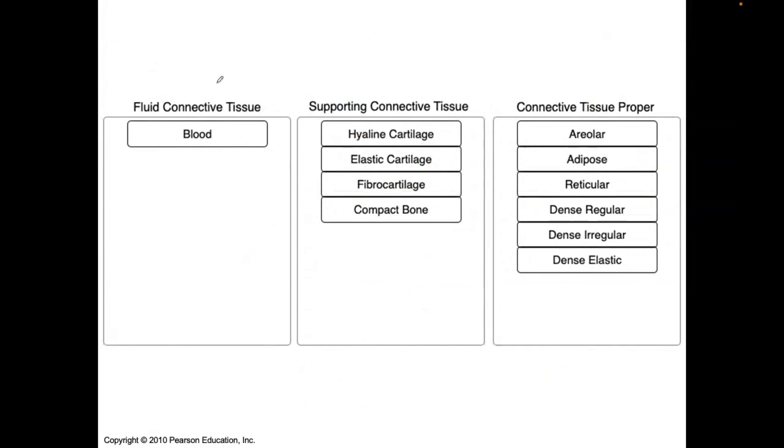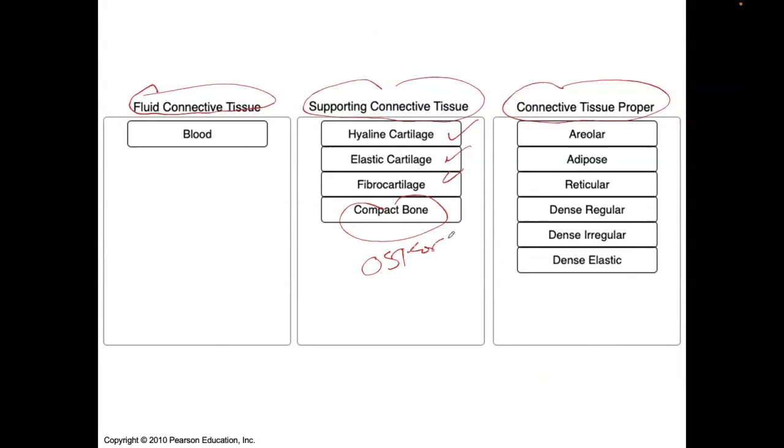Okay, drag and drop. So we have to choose between liquid connective tissue or fluid, supporting, and connective tissue proper. So supporting, remember, is bones and cartilage. We have three types of cartilage: hyaline, elastic, and fibro. Compact bone, you should be thinking osteon. And then we think of the osteoblast, the osteoclast, the osteocyte. Remember those? And lacuna and canaliculi. Those are the things that come up with compact bone.